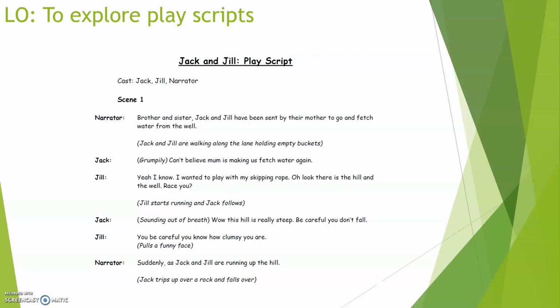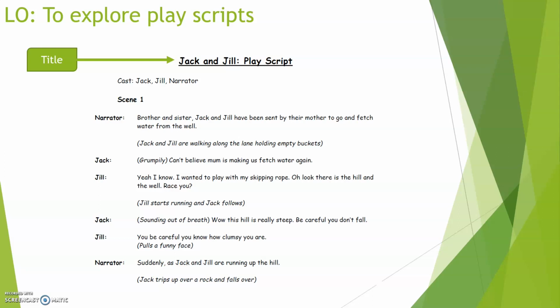Right, so let's have a look at some of the main play script features we've got. The first one at the top is the title. The reason we have the title is the same reason we have a title on any piece of writing, so that we know what the writing is about. This tells us that it's a Jack and Jill play script, which means if I was an actor doing lots of different performances, I would know that this was the one I needed if I was learning the lines for Jack and Jill.